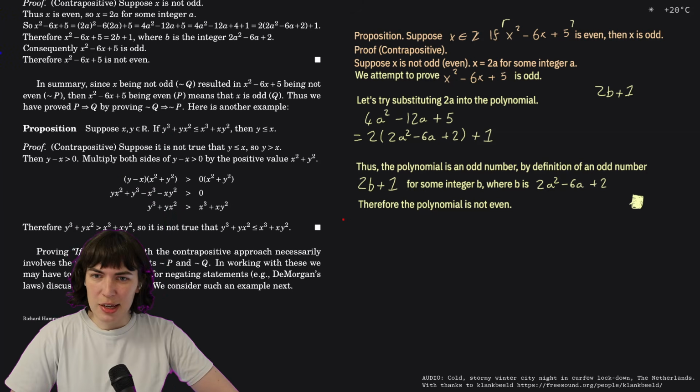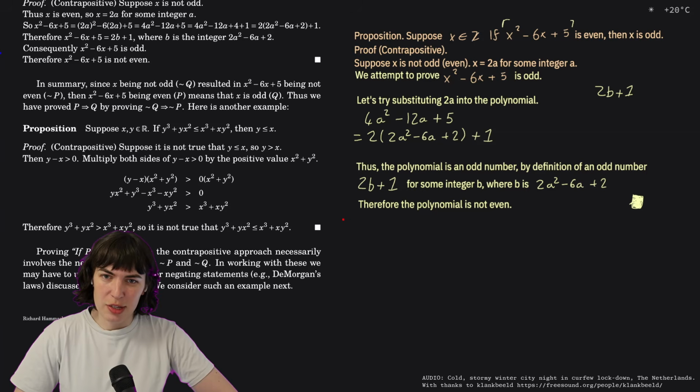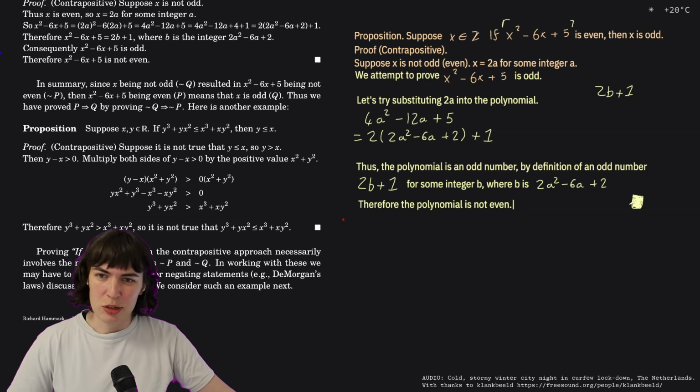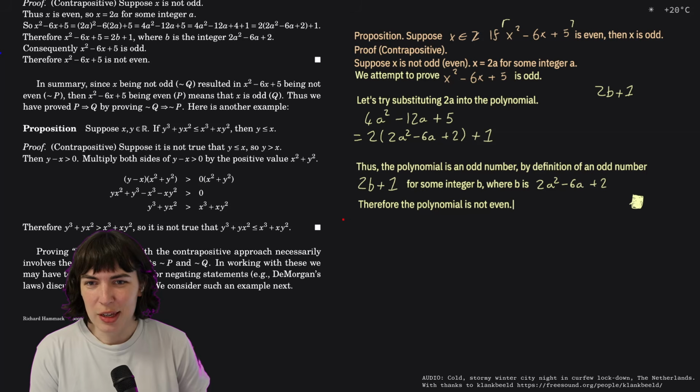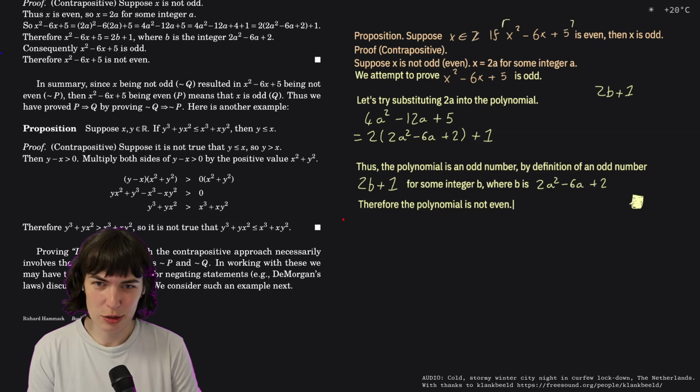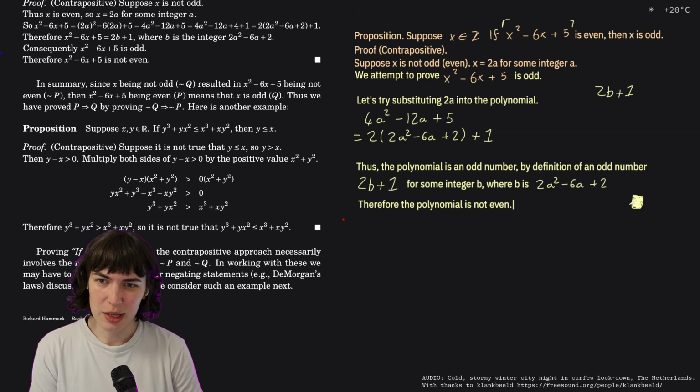In summary, since x being not odd resulted in that polynomial being not even, then that polynomial being even means that x is odd. Thus we have proved if p then q by proving if not q then not p.